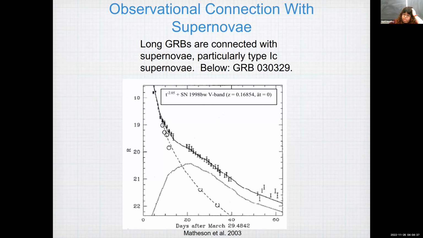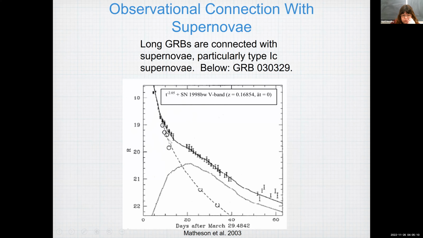The next couple of slides are some of the long bursts and some evidence they are connected to supernova. There have been other ones since that show a connection to supernova, but we're going to look at one in particular. This is gamma ray burst 030329. It occurred March 29, 2003.